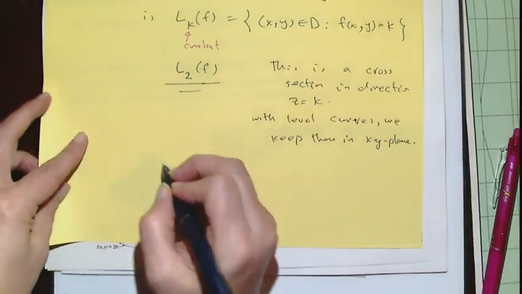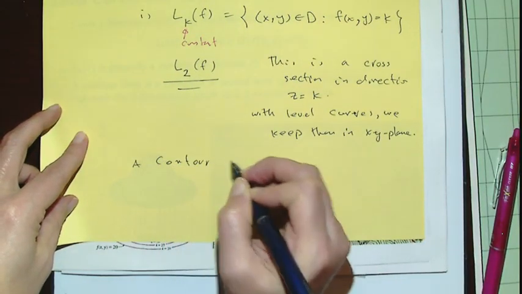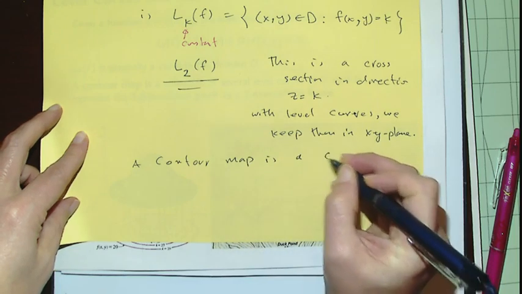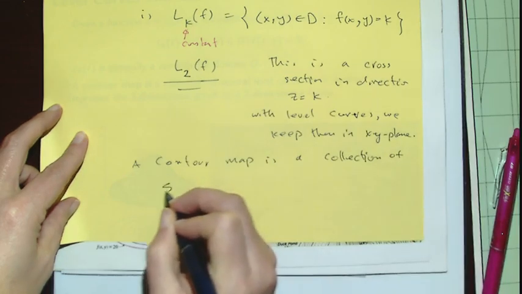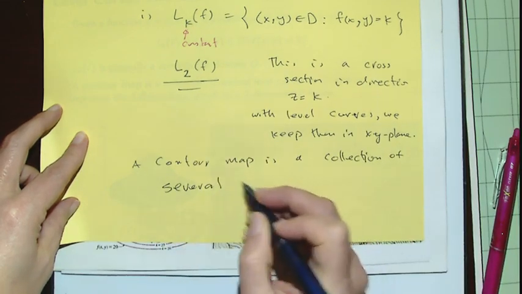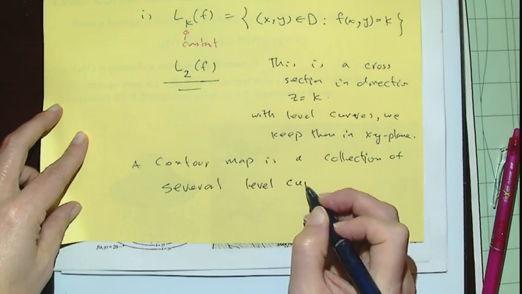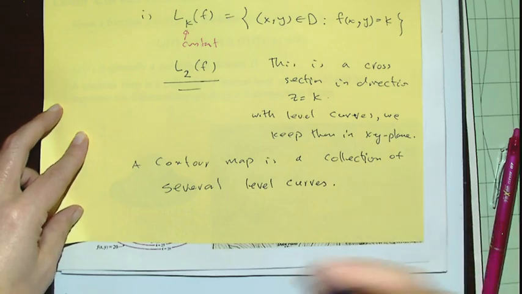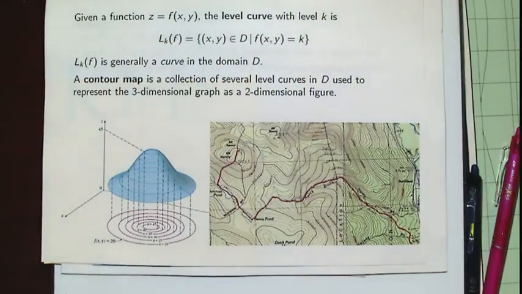Now, oh, I didn't say contour map. So a contour map is a collection of several level curves. Level things or level curves. So you have them all together. Here's an example. Do you guys know what this is?